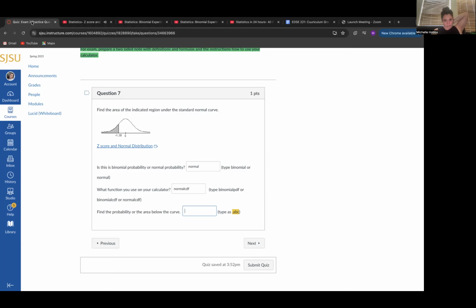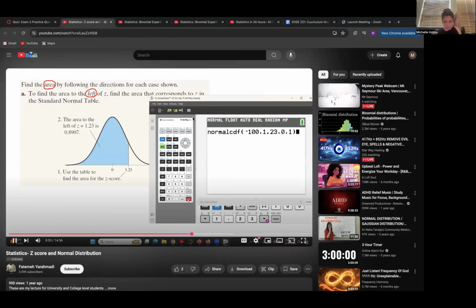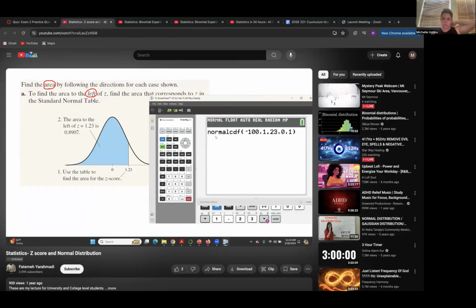So go to the next line and then hit enter. Hit enter again. If you're using your TI-83 or TI-84, or your calculator on your phone, you have to type in everything this way: normal CDF, open parenthesis, the lower bound, which is -100, comma, the upper bound, which is this number here, 1.23, comma, 0, which is the mean, comma, 1, which is the variability or standard deviation.